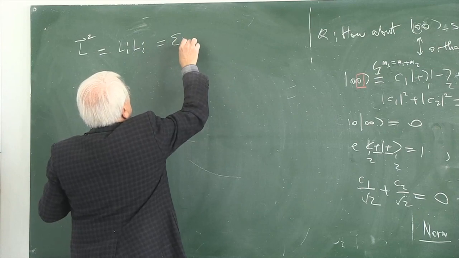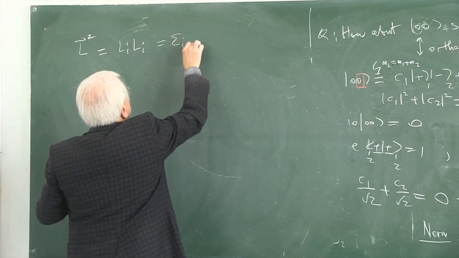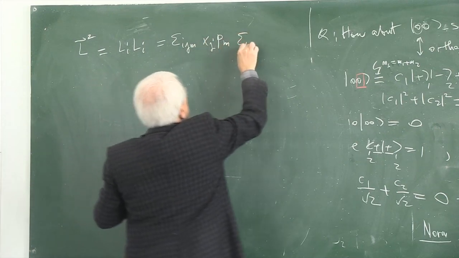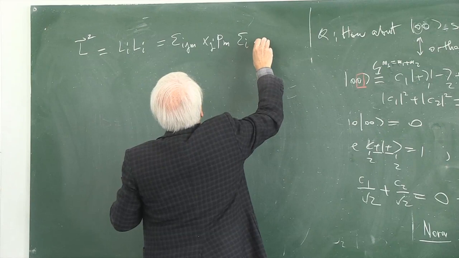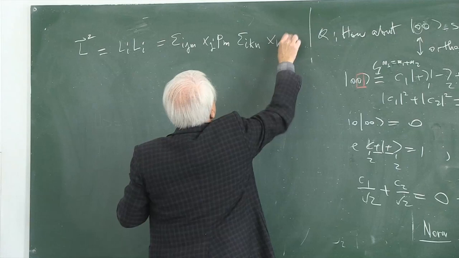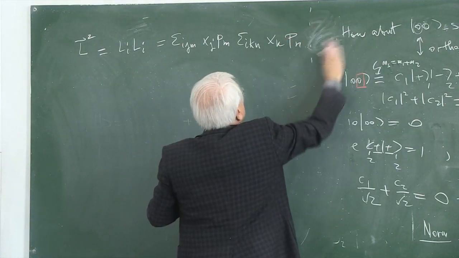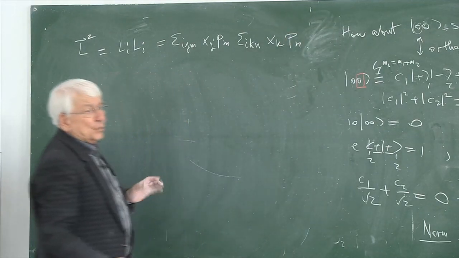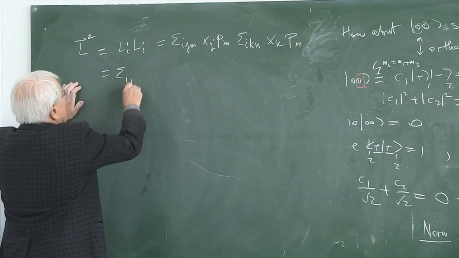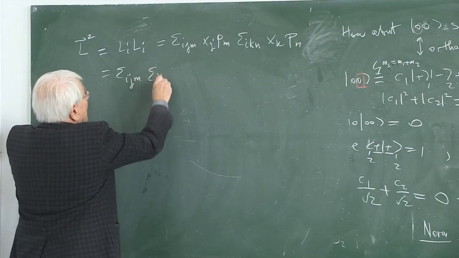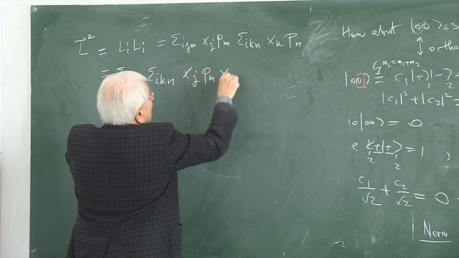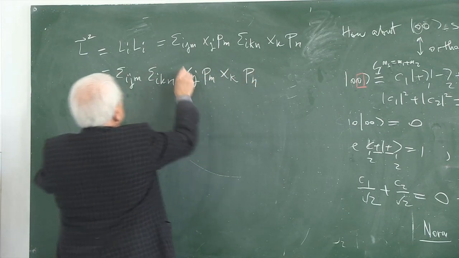Epsilon_ijm x_j p_m epsilon_ikn x_k p_n. And all the repeated indices are summed over. So there are several repeated indices in here. So what is this? Epsilon_ijm epsilon_ikn x_j p_m x_k p_n.